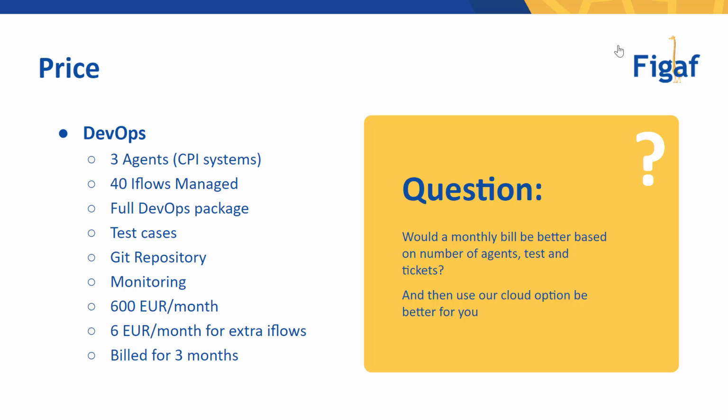Pricing. The way we're pricing it for DevOps, for the iflow, for the full package with Git repository, testing and monitoring is 600 euros a month and 6 euros extra per iflow that you have. And we can start with a 3-month billing.